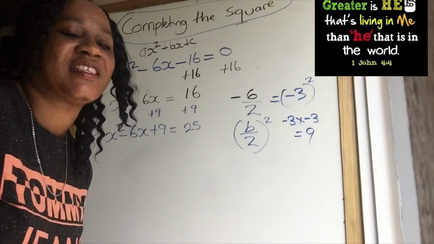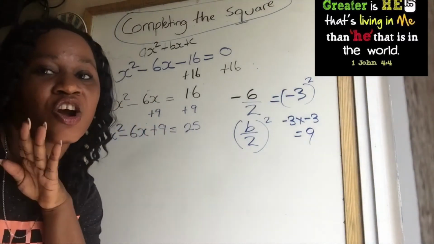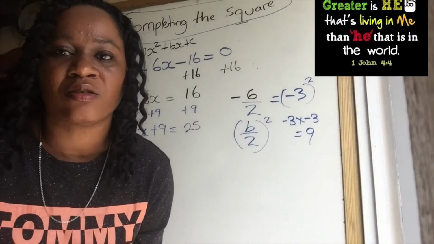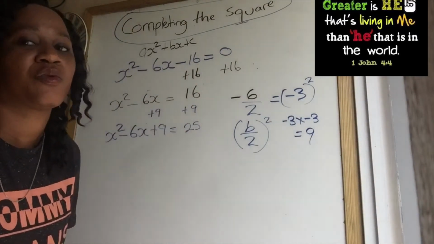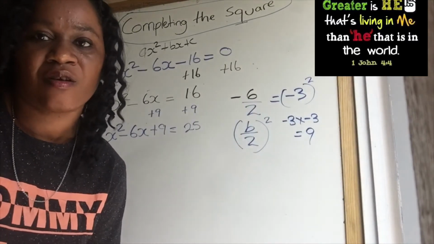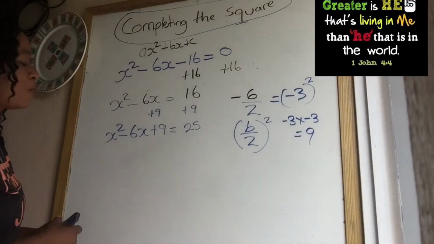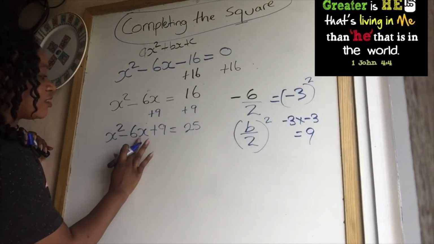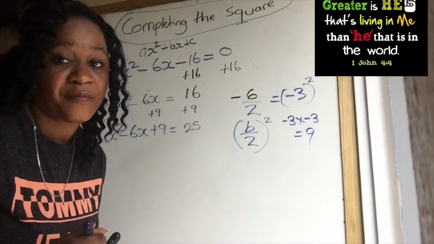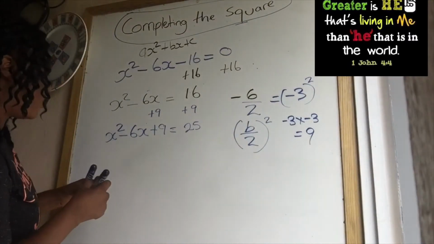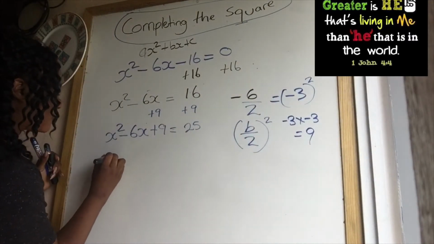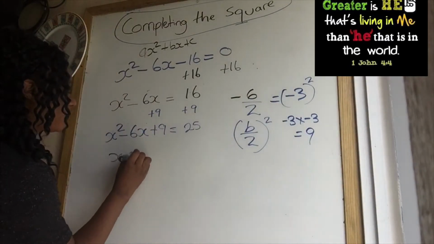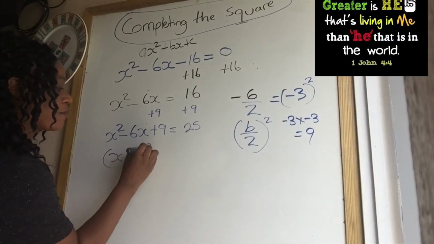So if you realize, my new constant, my new c, is now 9. Guys, remember that we're trying to put this equation into a perfect square trinomial. Now, the next step is to put this x squared minus 6x plus 9 in a perfect square. In doing so, we will get x minus 3, squared, since half the coefficient of b was minus 3, and we square that number.